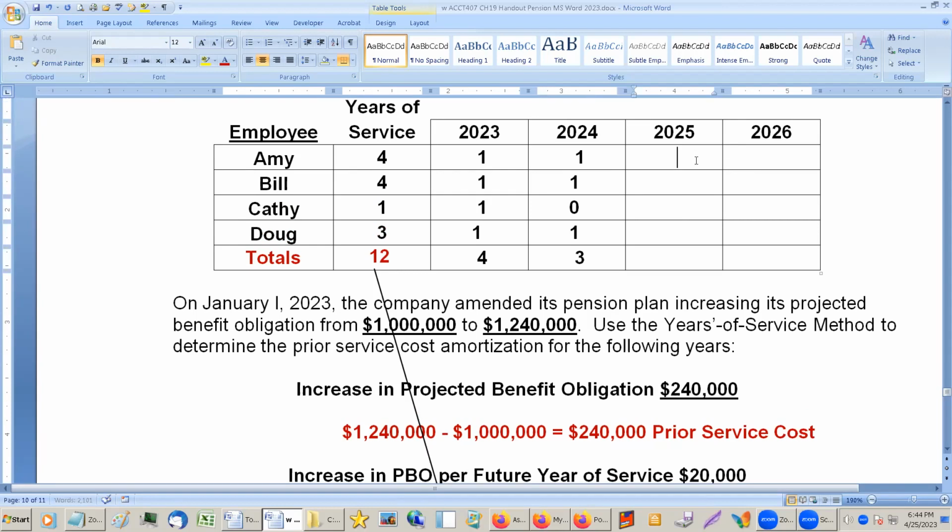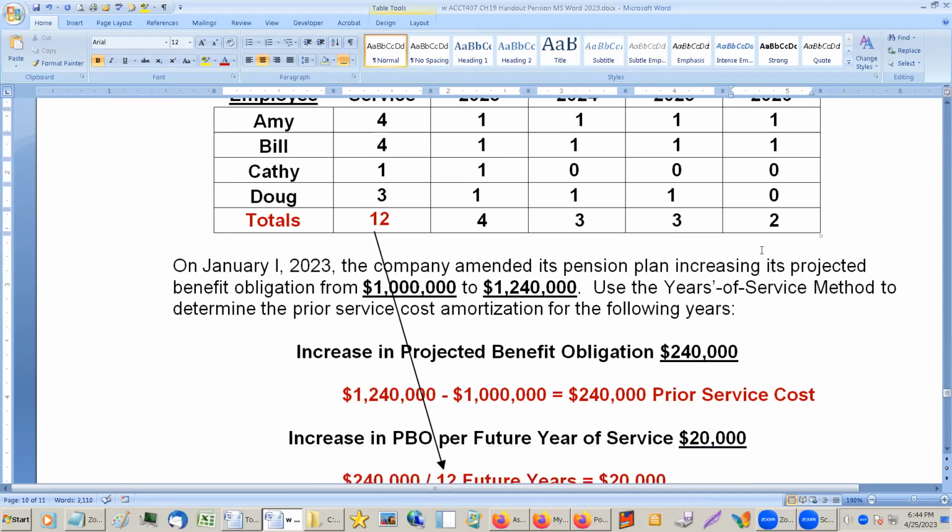2025. Bill's there. Kathy still hasn't come back. Doug is still there. And 2026. Amy's still there, Bill's still there, Kathy is still gone, and now Doug's gone too. All right, does that equal 12? Yes, it does. Okay. So this is what we're going to amortize in each of the years.